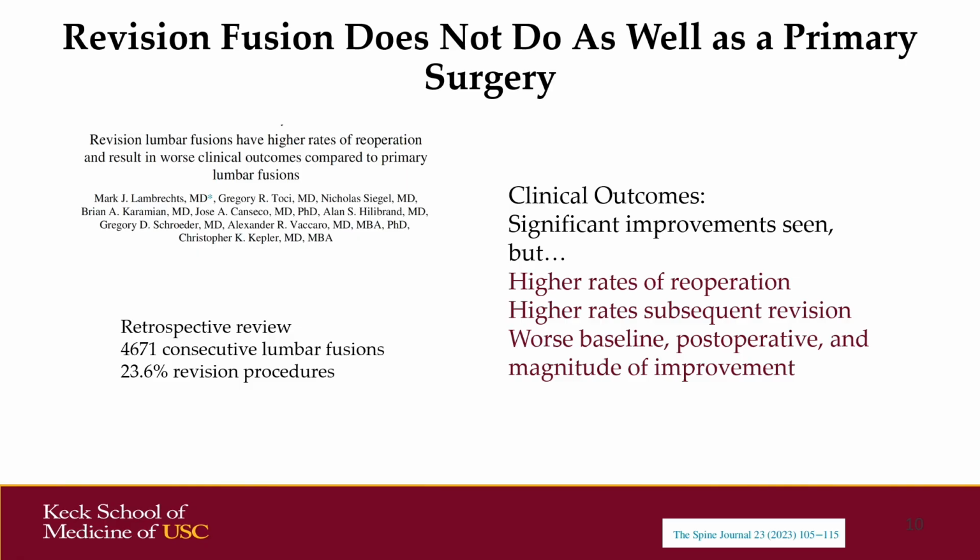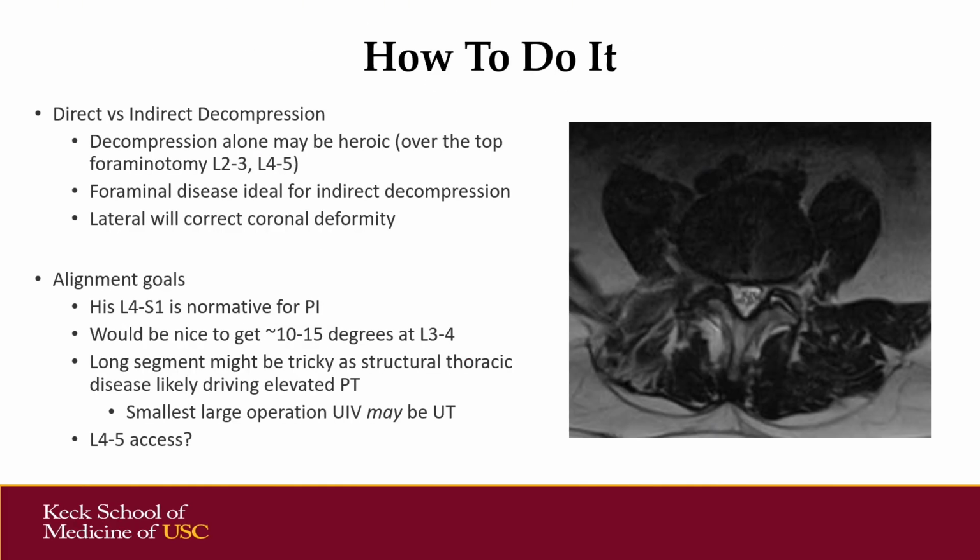And another thing to note is that revision fusion does not do well as a primary operation. So we do want to try to define and design an operation which will not result in a fairly rapid catastrophe. Now, Cliff is going to argue, maybe for a T10 to pelvis or something longer, but really at the end of the day, he's pretty normatively aligned. It'd be nice to get a little bit of L3-4, and with any long segment, it's probably going to be tricky because the structural thoracic curve, which we're not seeing, is likely driving his elevated pelvic tilt. And so you may think about a smallish large operation, that might be upper thoracic.